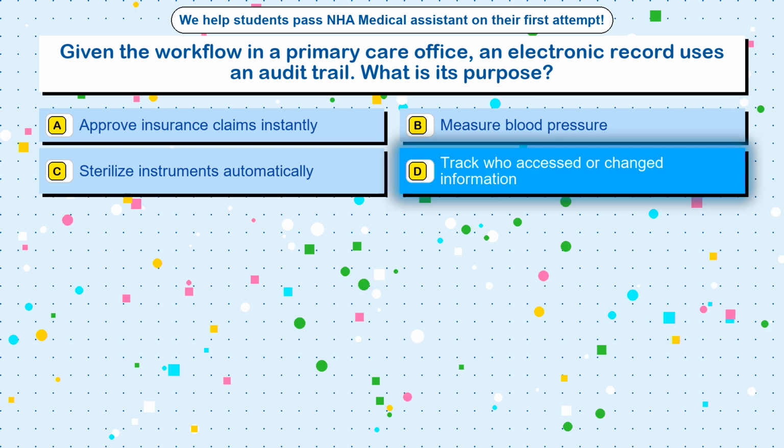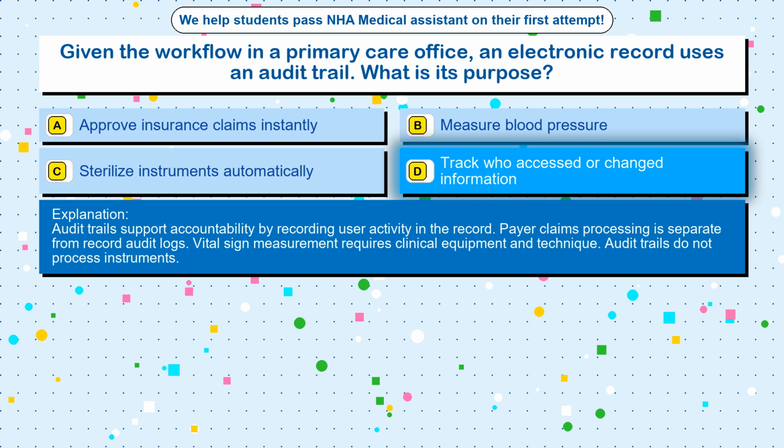The correct answer is option D. Track who accessed or changed information. Audit trails support accountability by recording user activity in the record. Payer claims processing is separate from record audit logs. Vital sign measurement requires clinical equipment and technique. Audit trails do not process instruments.